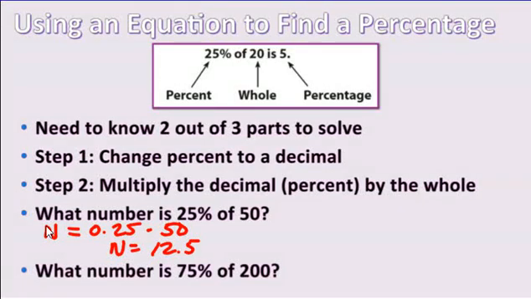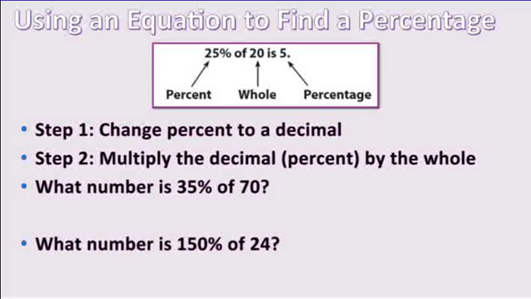What number is 75% of 200? So I take what number is means equals, 75% is 0.75, of means times 200. So 200 times 0.75 would have to equal 150. So just setting it up based on the sentence that they write it in makes it a lot easier to solve.